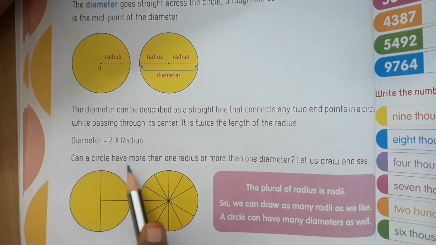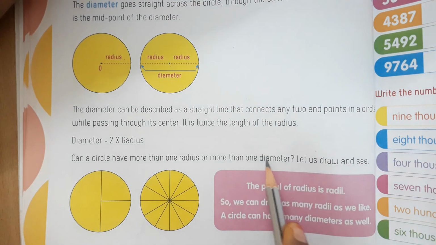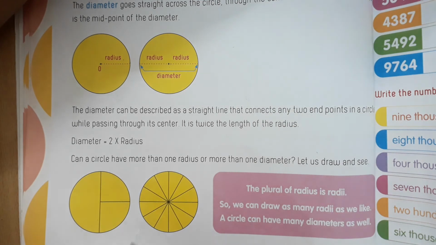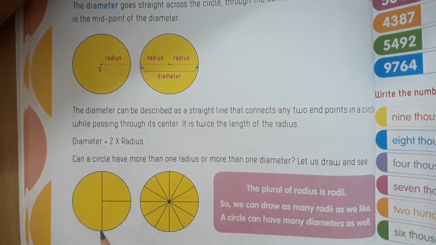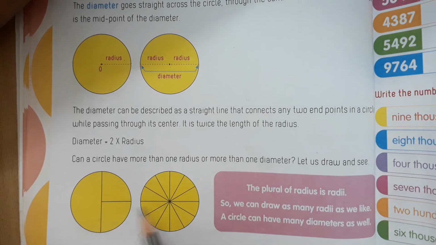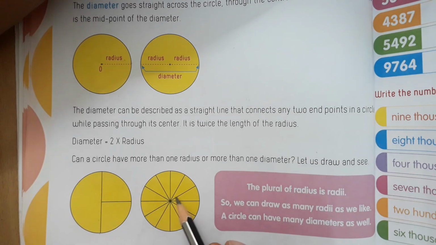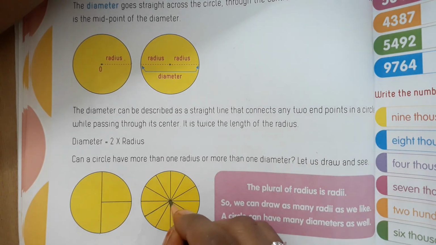Can a circle have more than one radius or more than one diameter? Let us draw and see. Look here, children. This is the diameter. This is the radius. So, here in the second circle, these are the diameters. So, we can draw as many diameters and as many radii as we like.